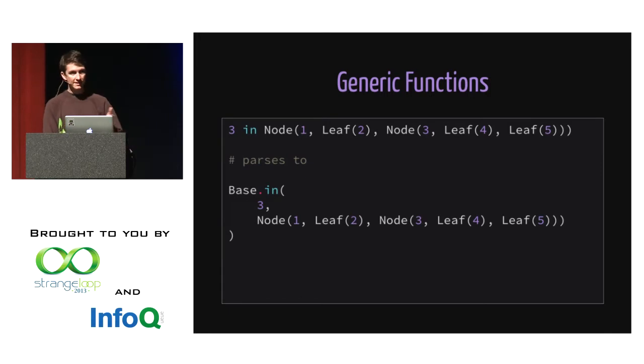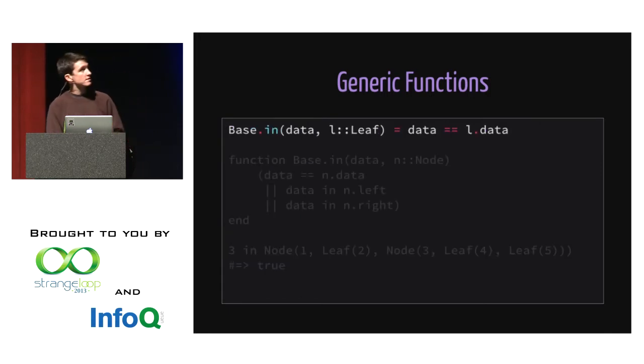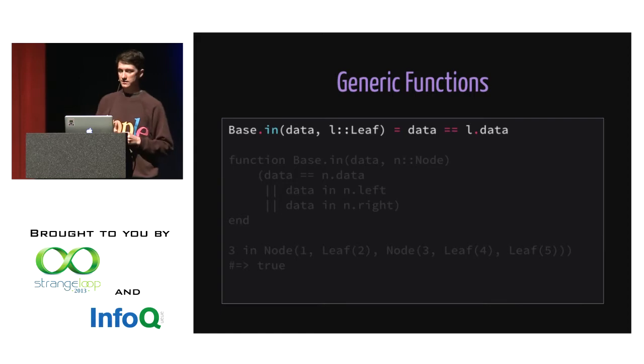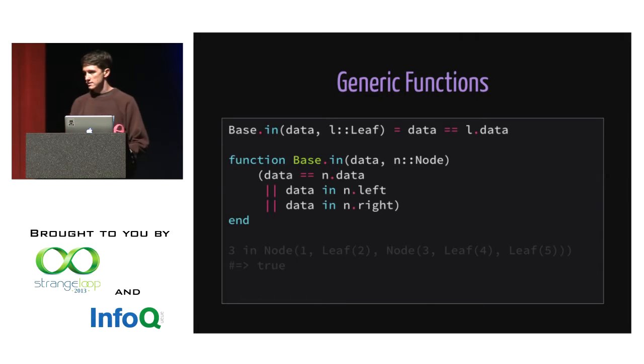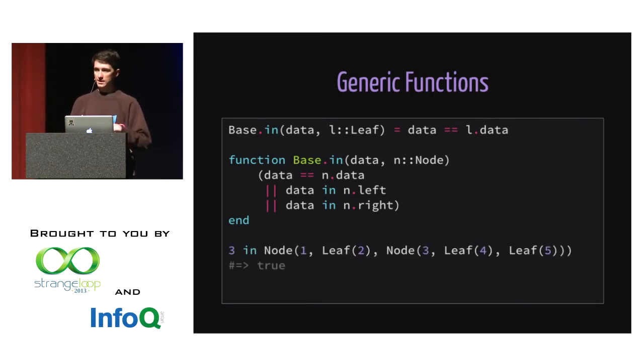So if we want to implement in for our binary tree, we can do it like this. Here we're saying that if the first argument is some data and the second argument is one of our leaves, then we see if that data is contained in the leaf by asking if that data is equal to that leaf's data. Our recursive case is the case of a node. So we first say, is this data that node's data? If it isn't, then is it in the left side of the tree or is it in the right side of the tree? And once we have this, we can partake in this built-in syntax in Julia. So this is how we use generic functions to extend our own data types to the syntax of the language, and we have this nice extension.